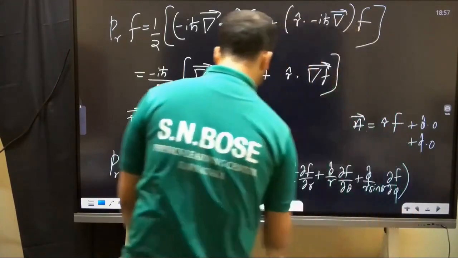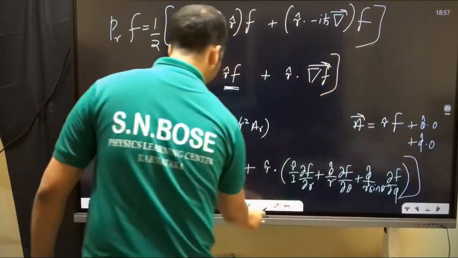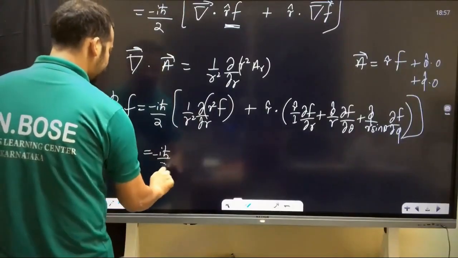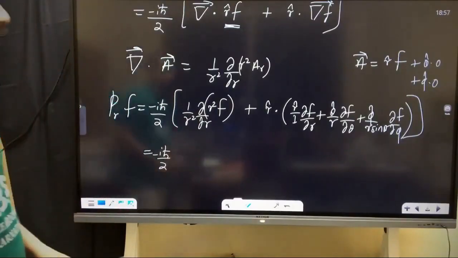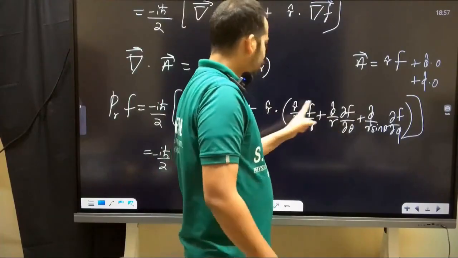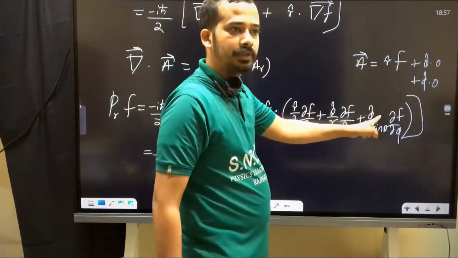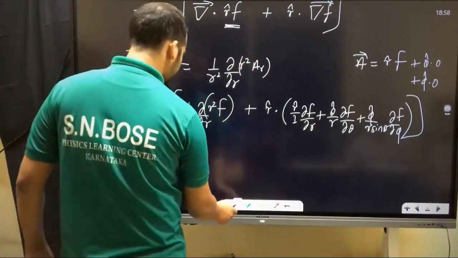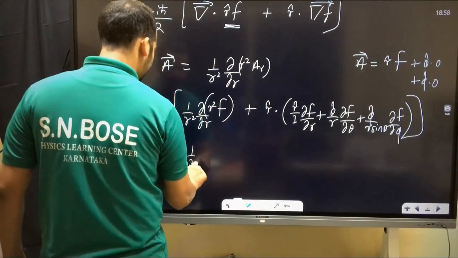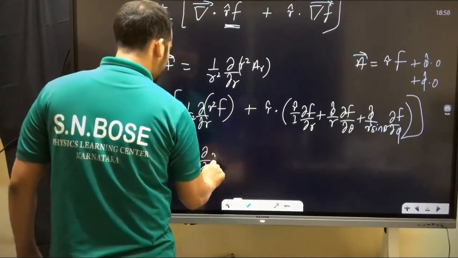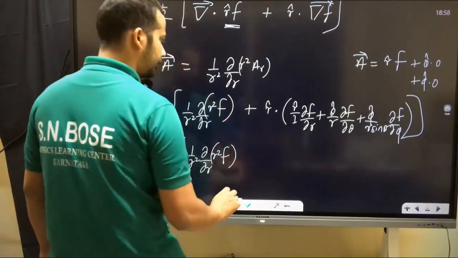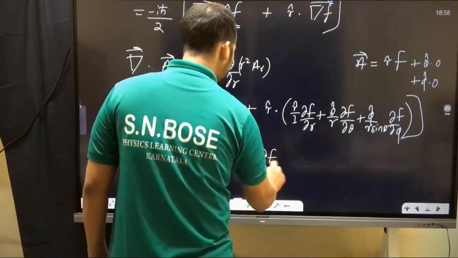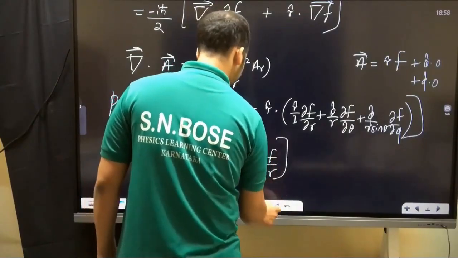Now if I do this, minus i h bar by 2, these are orthogonal coordinates, so r cap dot theta cap and r cap dot phi cap are 0. That is why only the first term will remain. The whole thing is 1 by r square ∂/∂r of r square f, plus ∂f/∂r.